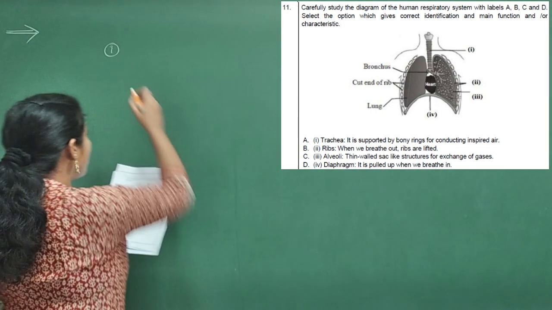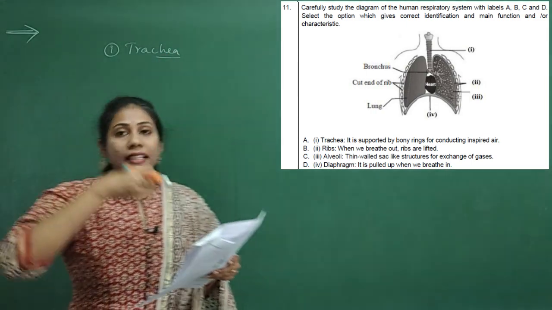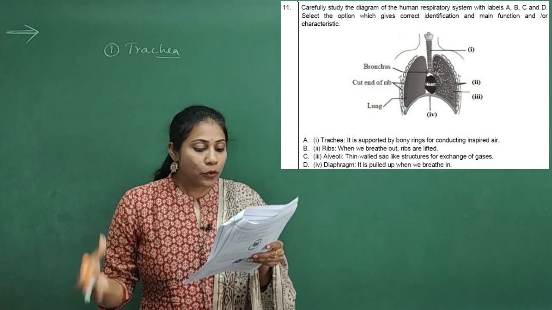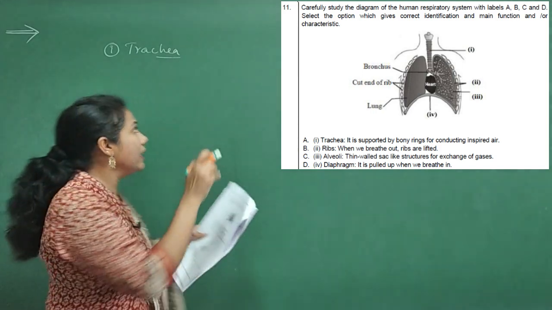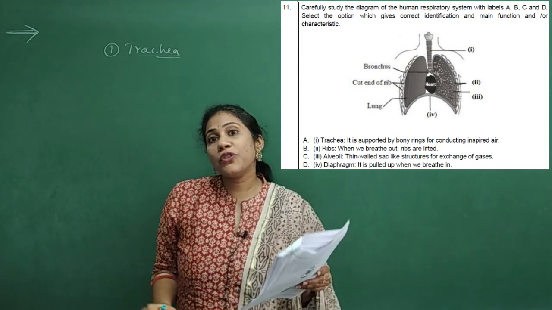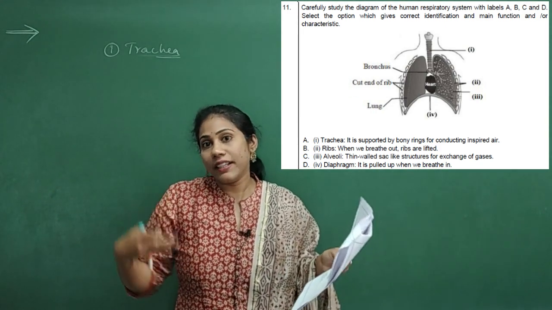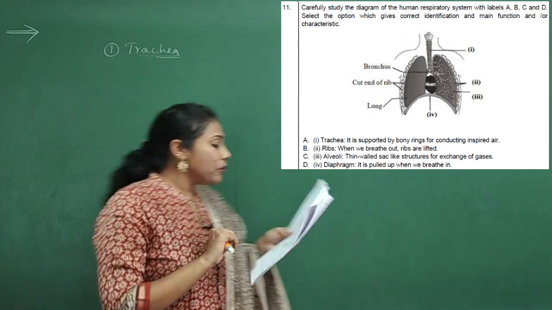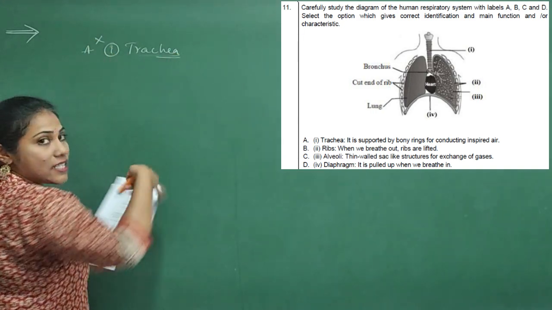You see here, the first labeling, read out option A. They told the first label is trachea. Yes, the labeling is correct. That pipe is what we call the trachea. And see the function, guys. It is supported by bony rings for conducting inspired air, right? The function is wrong. Labeling is correct. The label 1 is definitely the trachea, but the function is wrong, guys. The trachea's function is to give support, and to see that there is no breakage of air that is flowing into our lungs. So that is the function, right? Actually, option A is wrong. Labeling is correct, but the trachea's function is wrong.